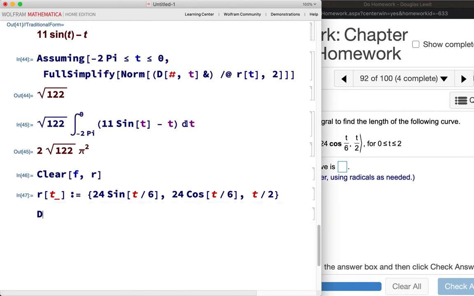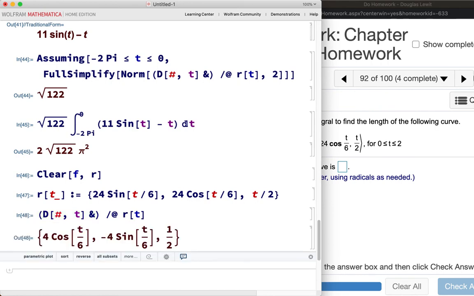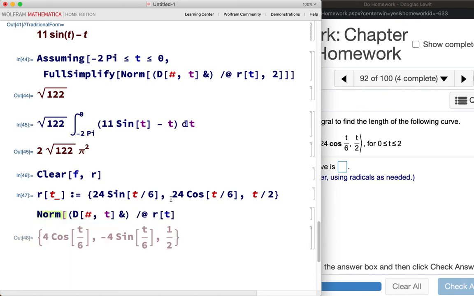Very simple. Take the derivative of each component, and I'm going to do that with Mathematica. That gives me the derivative of each component, and then I want the norm or the magnitude of this vector, which is simply the square root of the sum of the squares of each element. Remember, how do you define the norm?